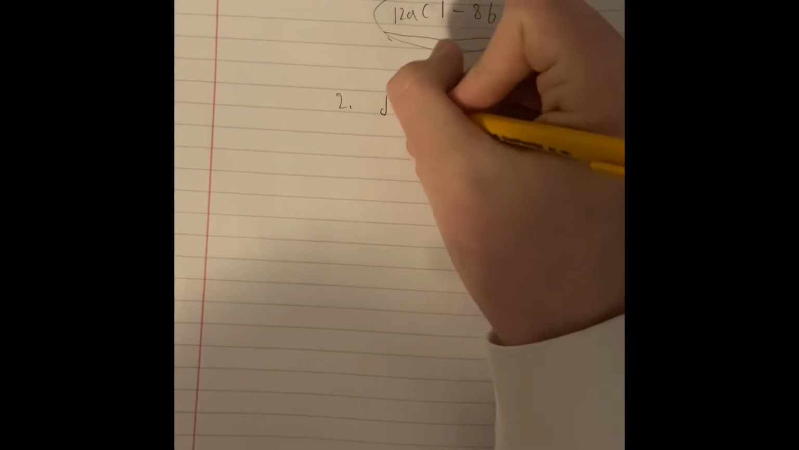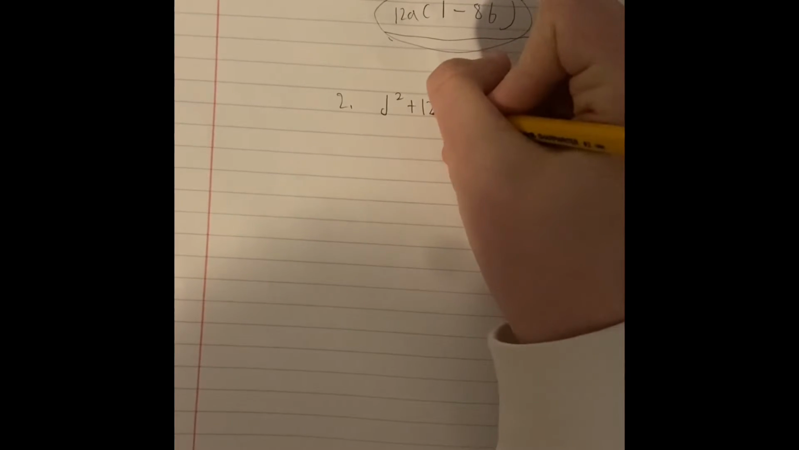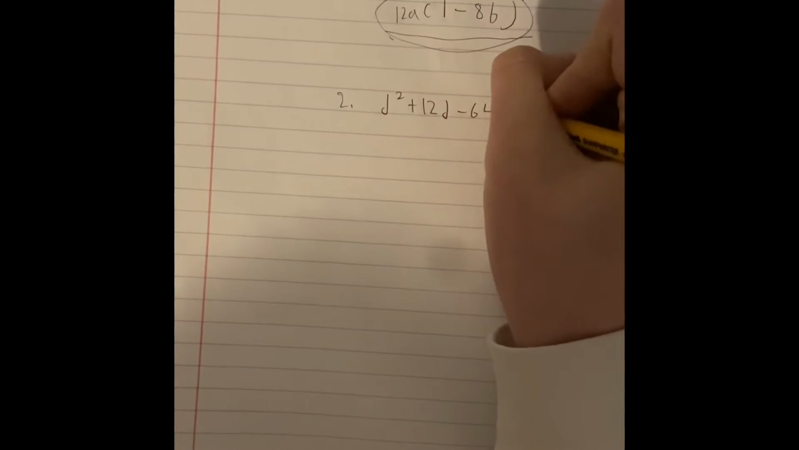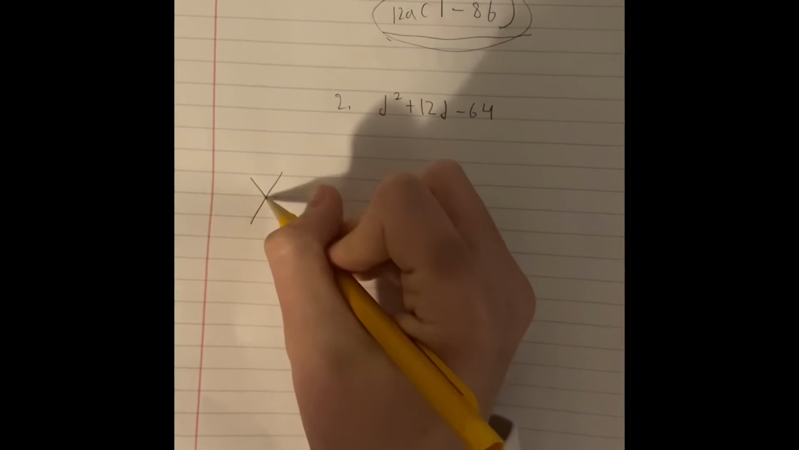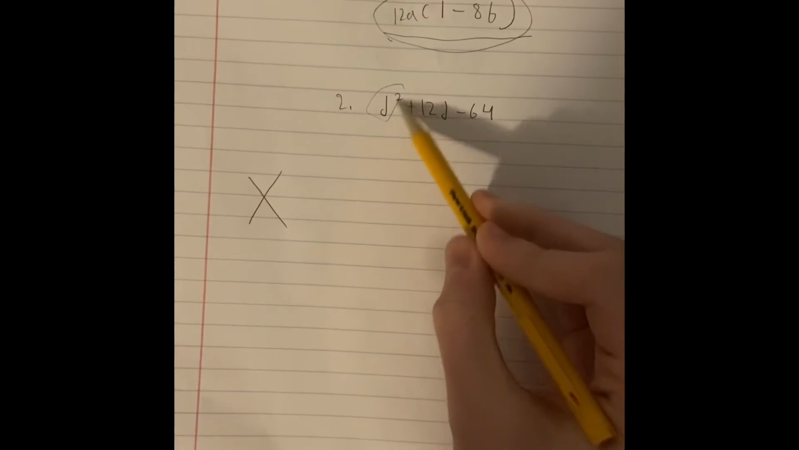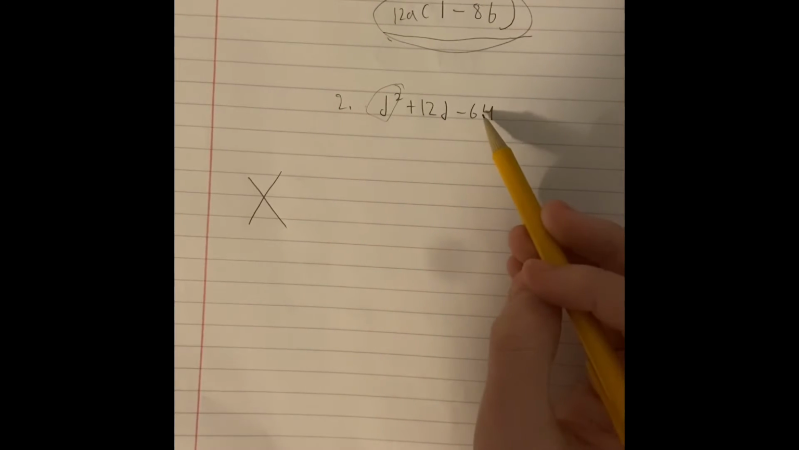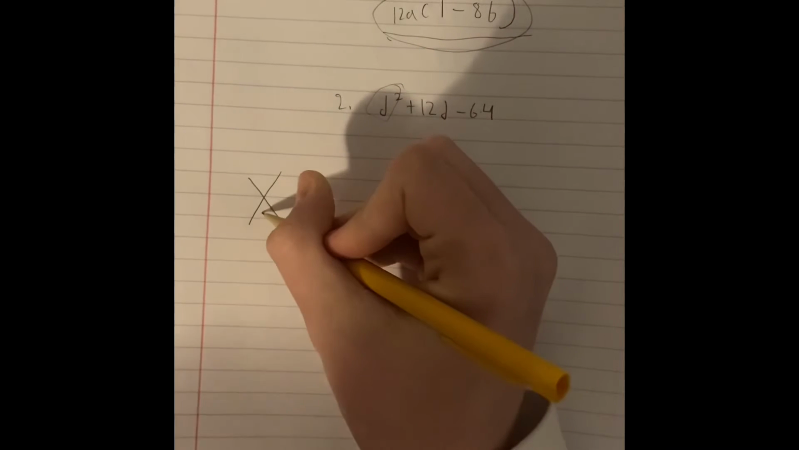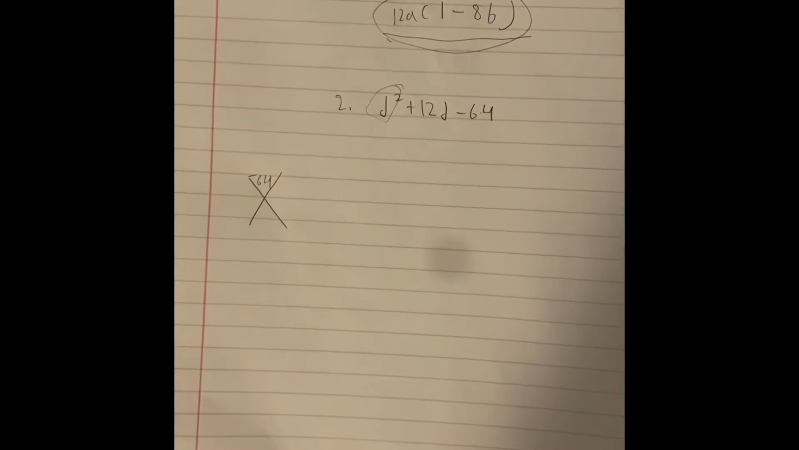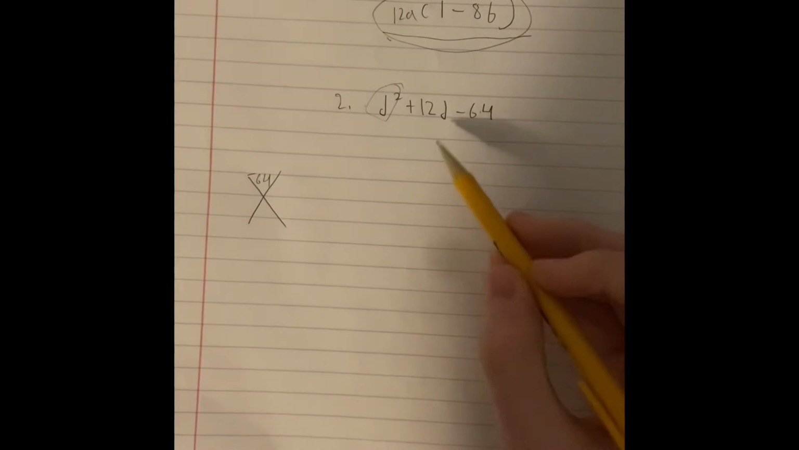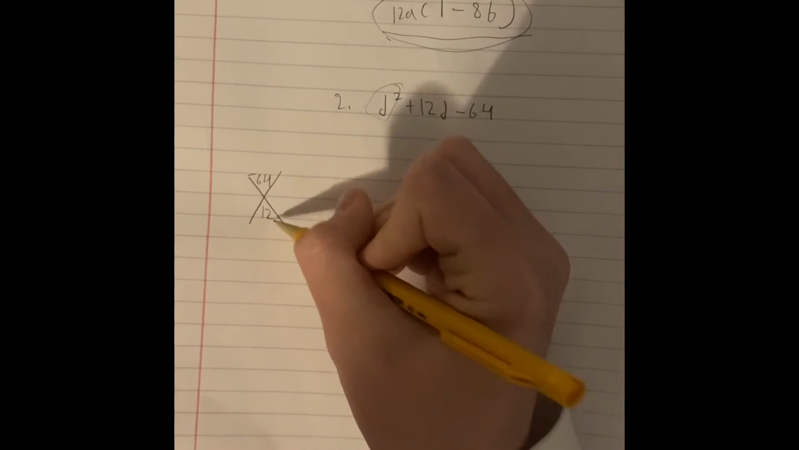Okay, so our second one here, d to the second plus 12d minus 64. This right here is a trinomial. When using trinomials when we're factoring, a really easy way to do it is to use this method called the x method. We put an x here, we take the a term times the c term, negative 64. So we have negative 64, then we have to take the b term and put it in the bottom part.